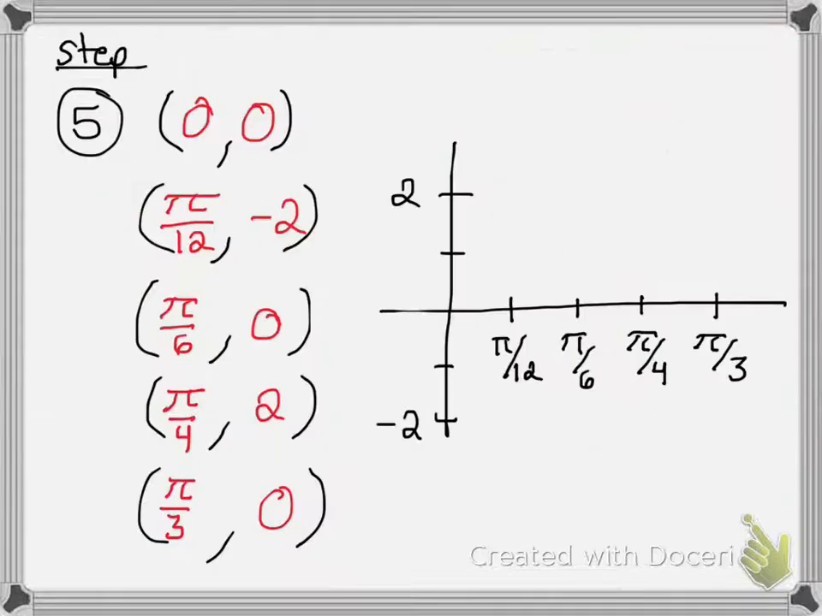And then I can do step 5, write out my ordered pairs. So once I write out my ordered pairs, I plot each point. 0, 0, pi over 12, comma, negative 2, pi over 6, comma, 0, pi over 4, comma, 2, and pi over 3, comma, 0. And then that's it.